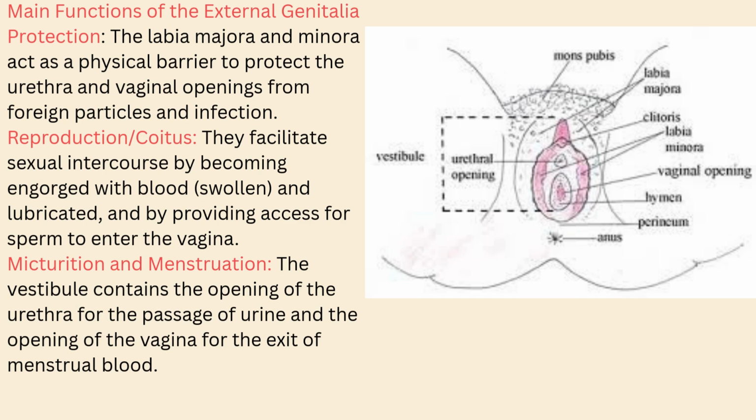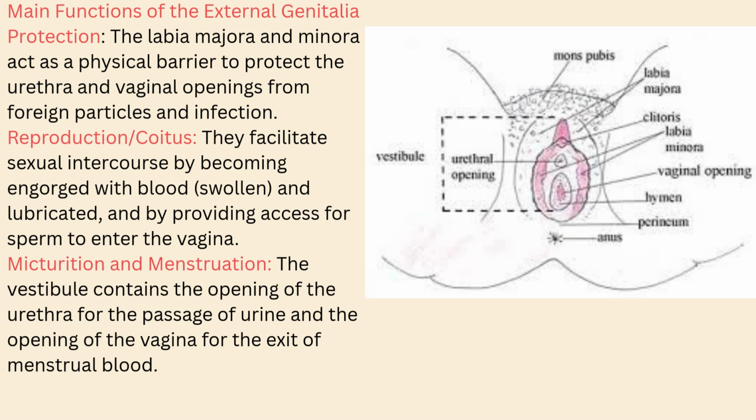Now, the third one is clitoris, a small conical and sensitive projection lying at the anterior end of the labia minora. It has a pair of erectile tissue, the corpora cavernosa, and is homologous to the penis.